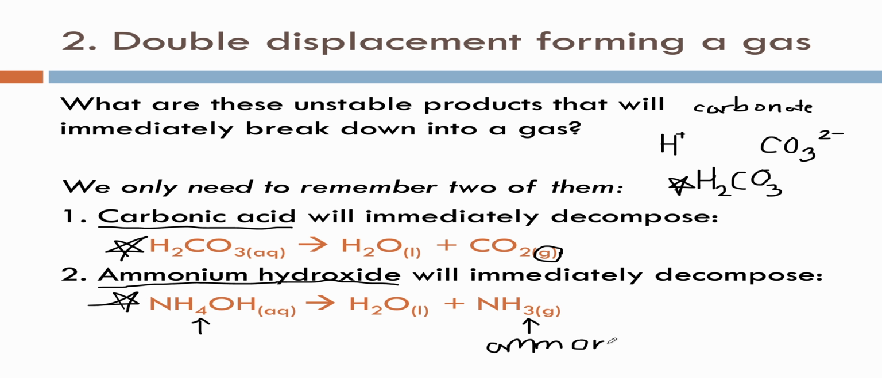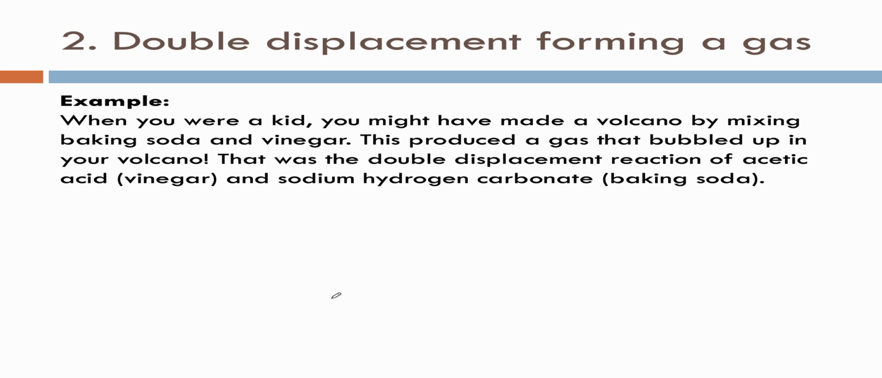Ammonia, which is a gas. So if you see ammonium hydroxide as a product, immediately break it down into water and ammonia, and that will be a double displacement that goes forward. Let's try a fun example.